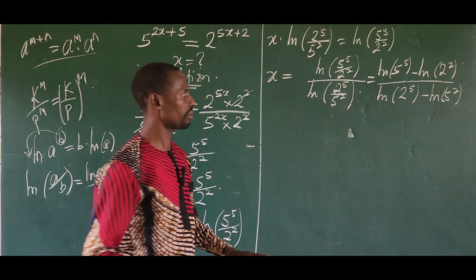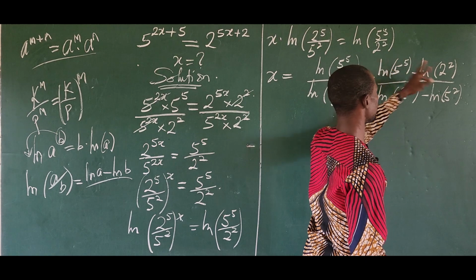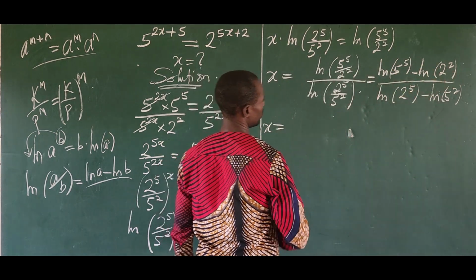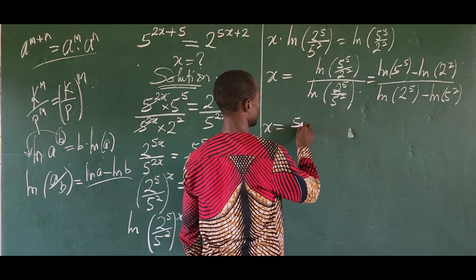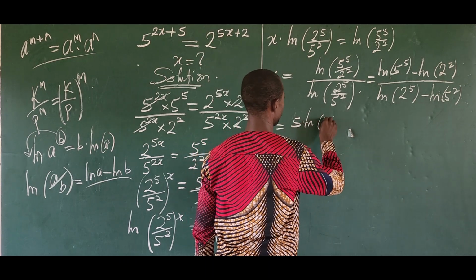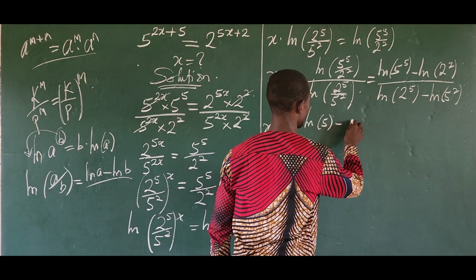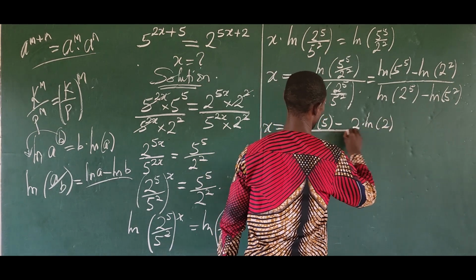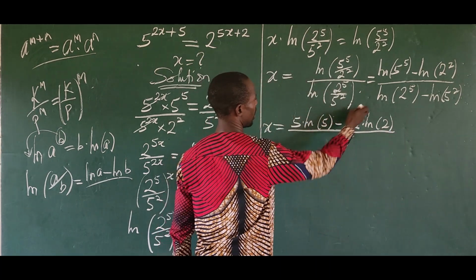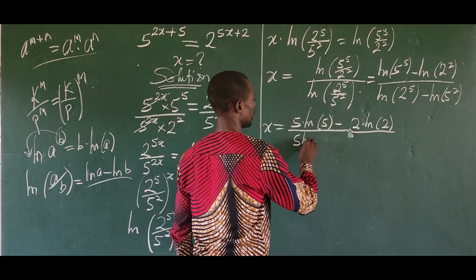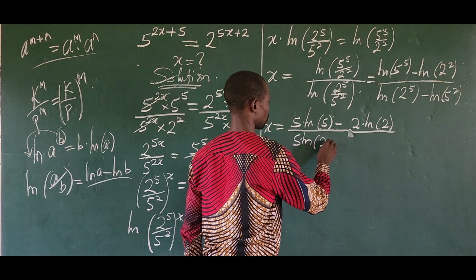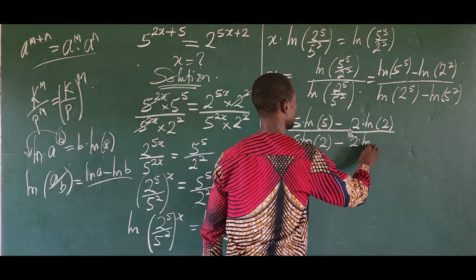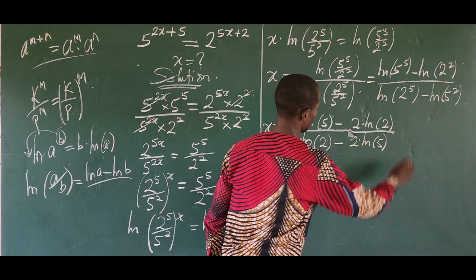Remember the power law of logarithm again. So we're going to move this power back here, this back here, this back, this back. So we end up with x equals 5 times the ln of 5, minus 2 times the ln of 2, all over 5 times the ln of 2, minus 2 times the ln of 5.